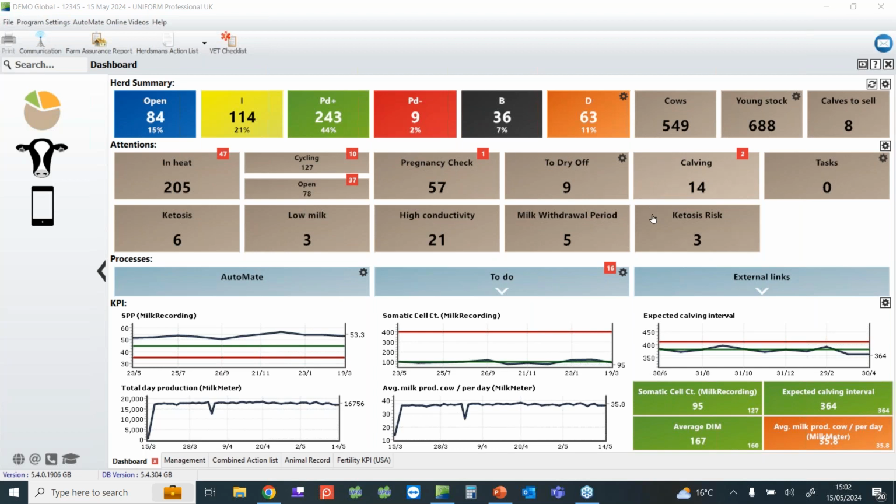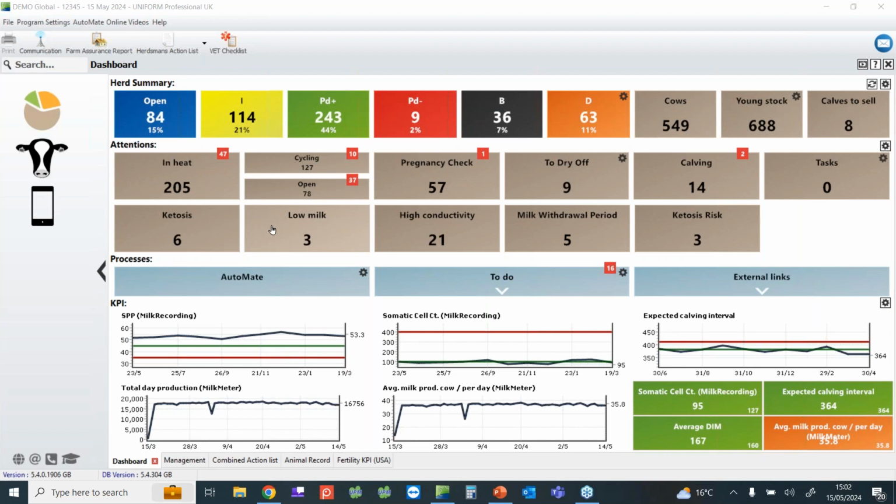Then the next line, that's really where we're picking up information from either the parlor or maybe activity systems. So the ketosis warning, that is based purely on milk meter yields. So that's all it is. We set it up and we say that if the production isn't going up as quickly as we'd expect over 60 days, that cow will then appear on there as a warning, and we would just click and that would take us in. The low milk is the same.